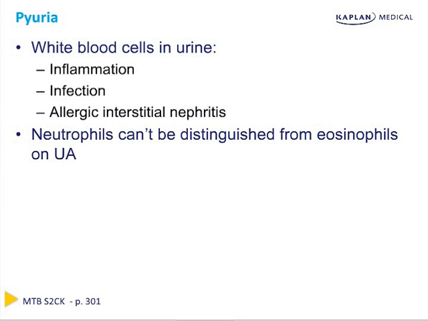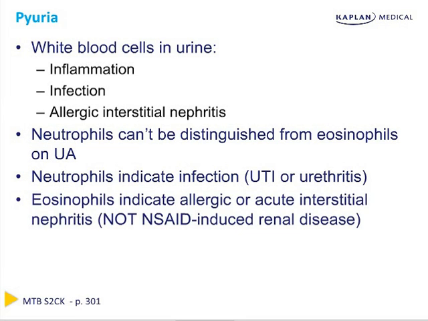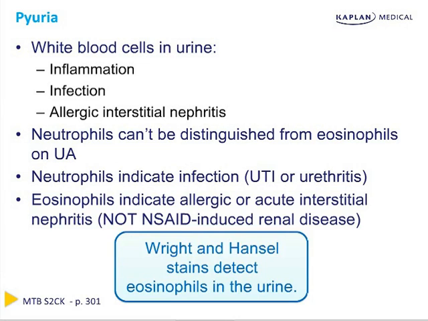Remember that neutrophils can't be distinguished from eosinophils just on urinalysis alone, and they can mean totally different things. Neutrophils in the urine typically indicate infection, such as a UTI or a urethritis, whereas eosinophils in the urine indicate allergic or acute interstitial nephritis. It's important to remember that NSAID-induced renal disease will not have eosinophils in the urine. So how do we detect eosinophils in the urine? The Wright or Hansel stains are the best test for this purpose.